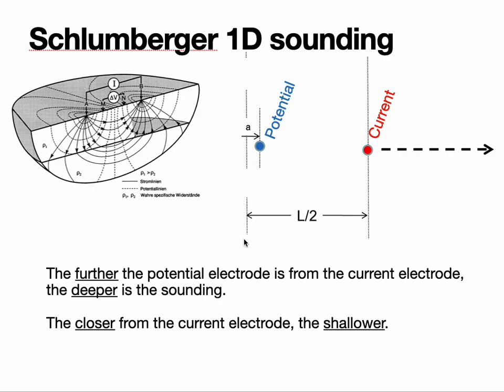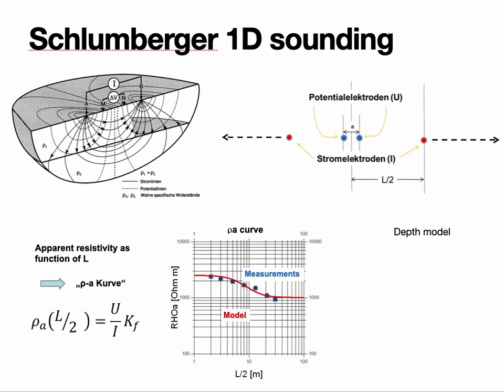Let's consider now half of the experiment because it is symmetric. That's the middle of the experiment, the current electrode, the potential electrode. The distance L divided by 2 is here. To make a 1D sounding, one can try to construct what's called an apparent conductivity curve. For this, the potential electrodes are kept at a fixed location, but the injection electrode, or the current electrode, is being moved. So the distance L over 2 is increasing.